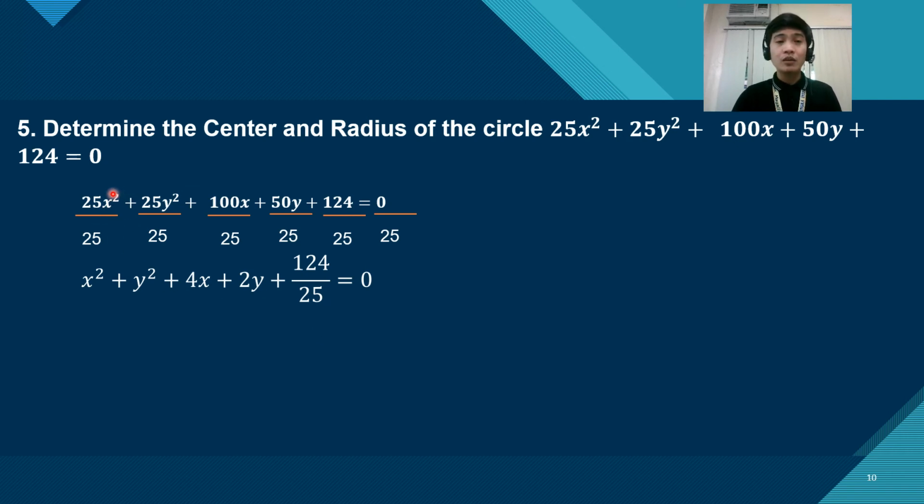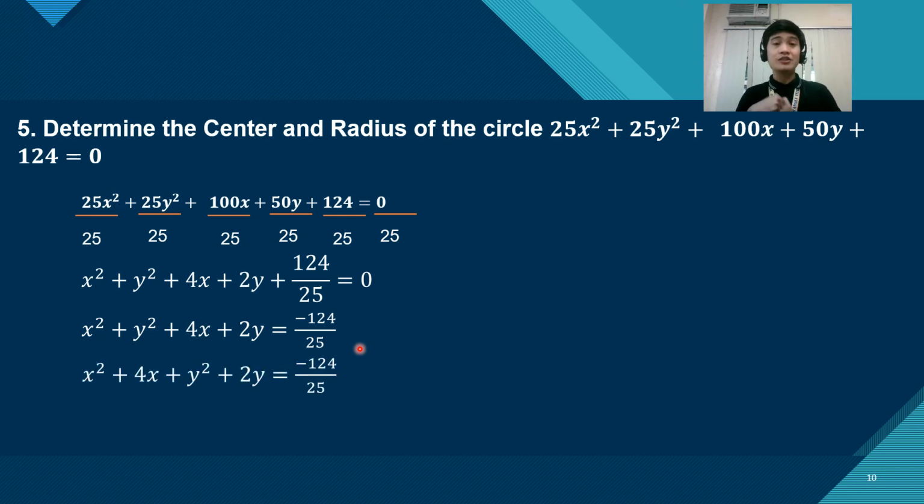So, ginagawa na nating 1 yung numerical coefficient ni x squared at ni y squared. Ano ang next natin gagawin? Ang next natin gagawin dyan is magko-completing the square po tayo. Or basically, next natin gagawin muna pala, i-transpose yung constant doon sa right side. Yung muna gagawin natin bago tayo mag-completing the square. So, nilipat natin yung constant sa kabila. So, from positive 124 over 25, naging negative 124 over 25. Ganun ang ginawa natin. So, ang next natin gagawin dyan, tsaka tayo ngayon magko-completing the square.